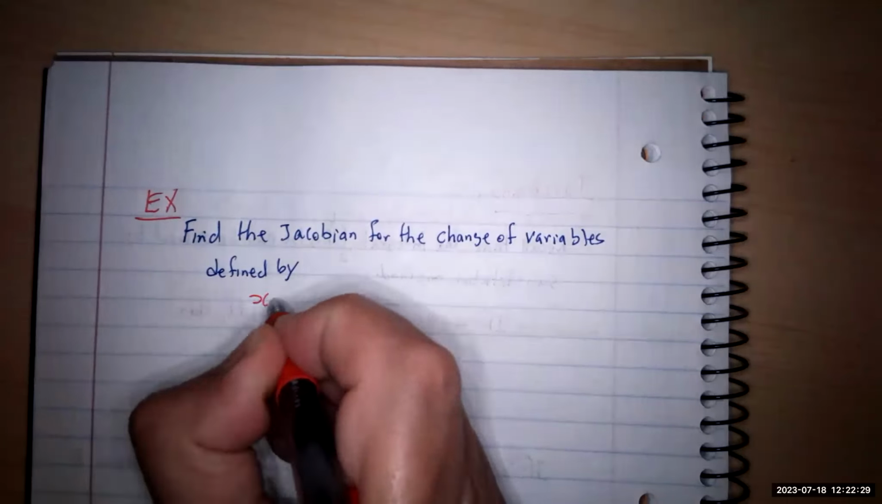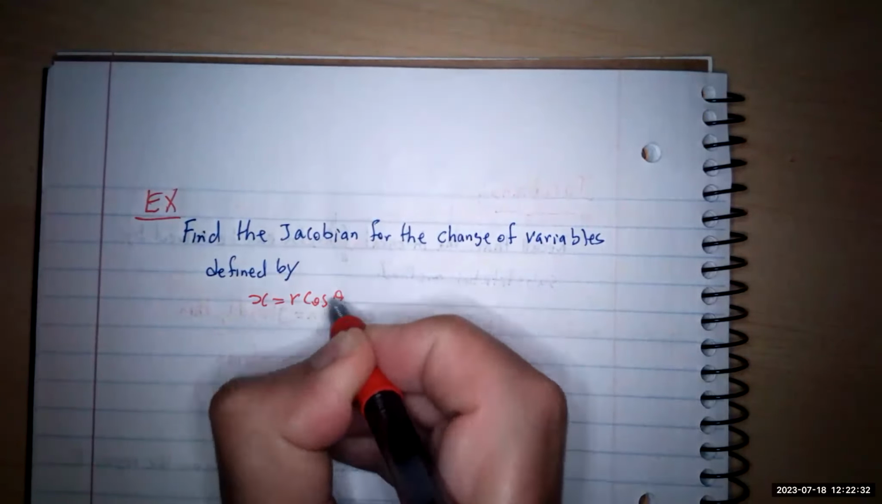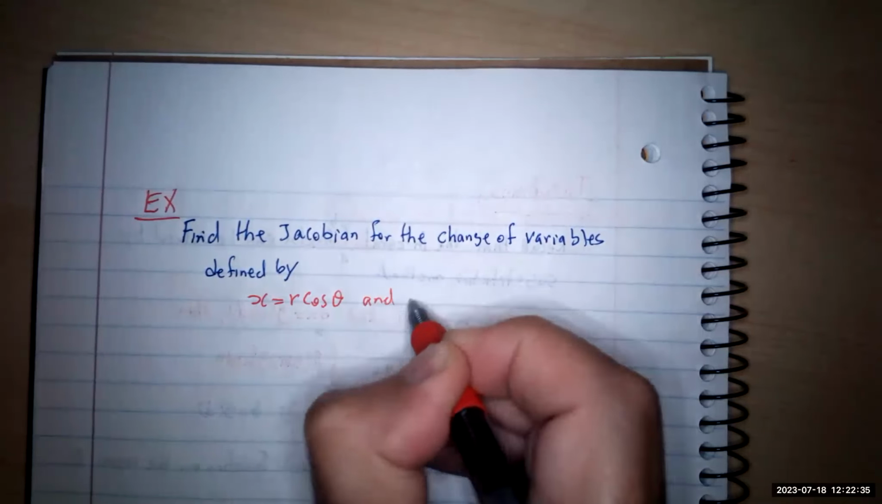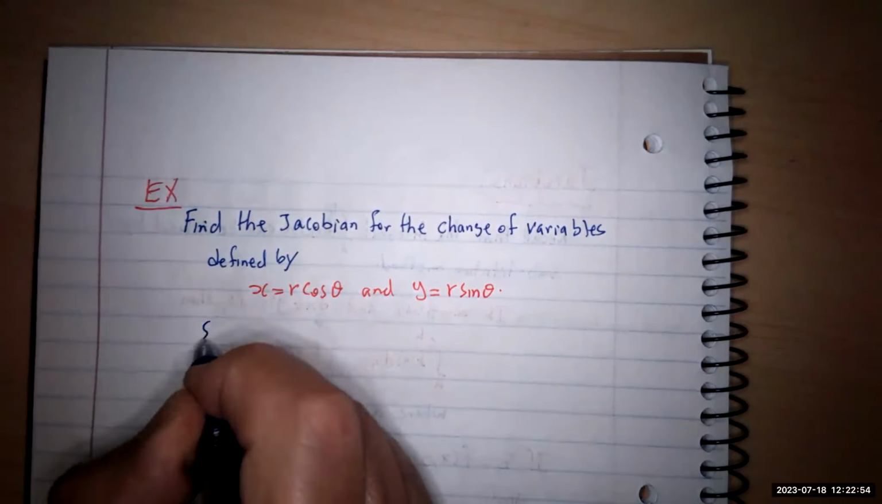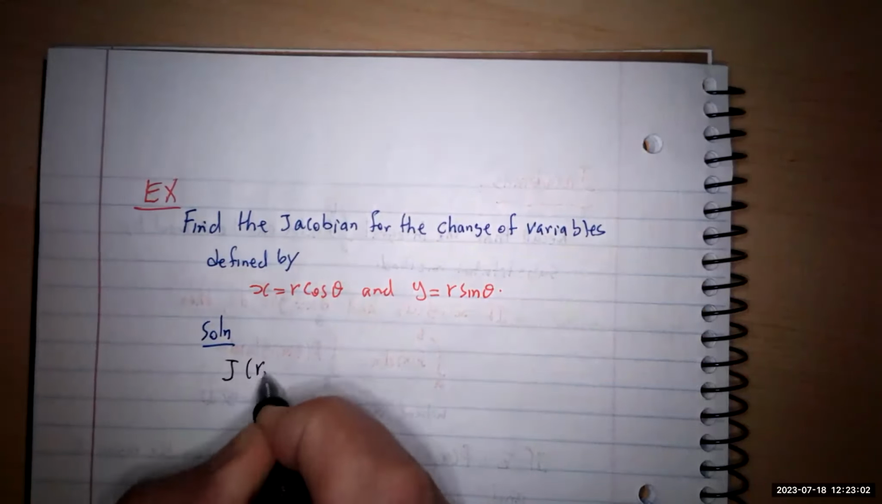Remember when we find the area, we talk about that extra r. The transformations are x equals r cosine theta and y equals r sine theta. Okay, let's find the Jacobian of this one. The variables are x and y. The change of variables are r and theta. So the solution is going to be finding the Jacobian in terms of r and theta.